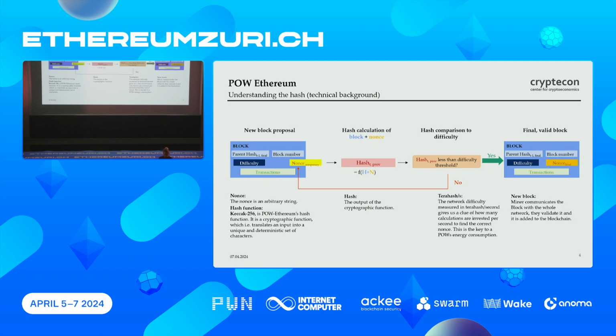And the hash function, or hash algorithm, is a cryptographic function which, in a sense, translates an input into a unique and deterministic set of characters. And the output of this cryptographic translation is the so-called hash. It is highly unlikely to get back to the original set of characters from this hash.